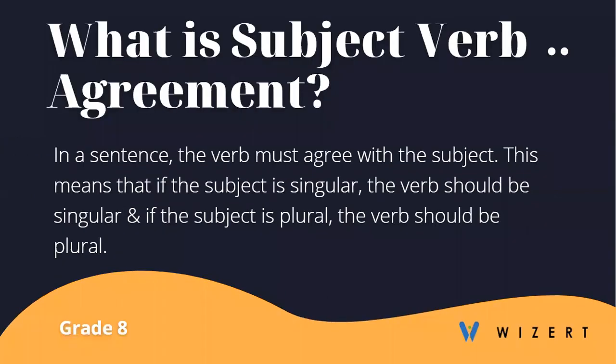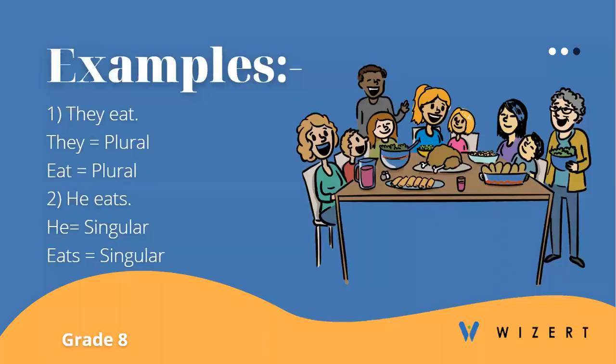According to subject-verb agreement, in a sentence, the verb must agree with the subject. This means that if the subject is singular, the verb should also be singular, and if the subject is plural, the verb should also be plural. Let us look at some examples.